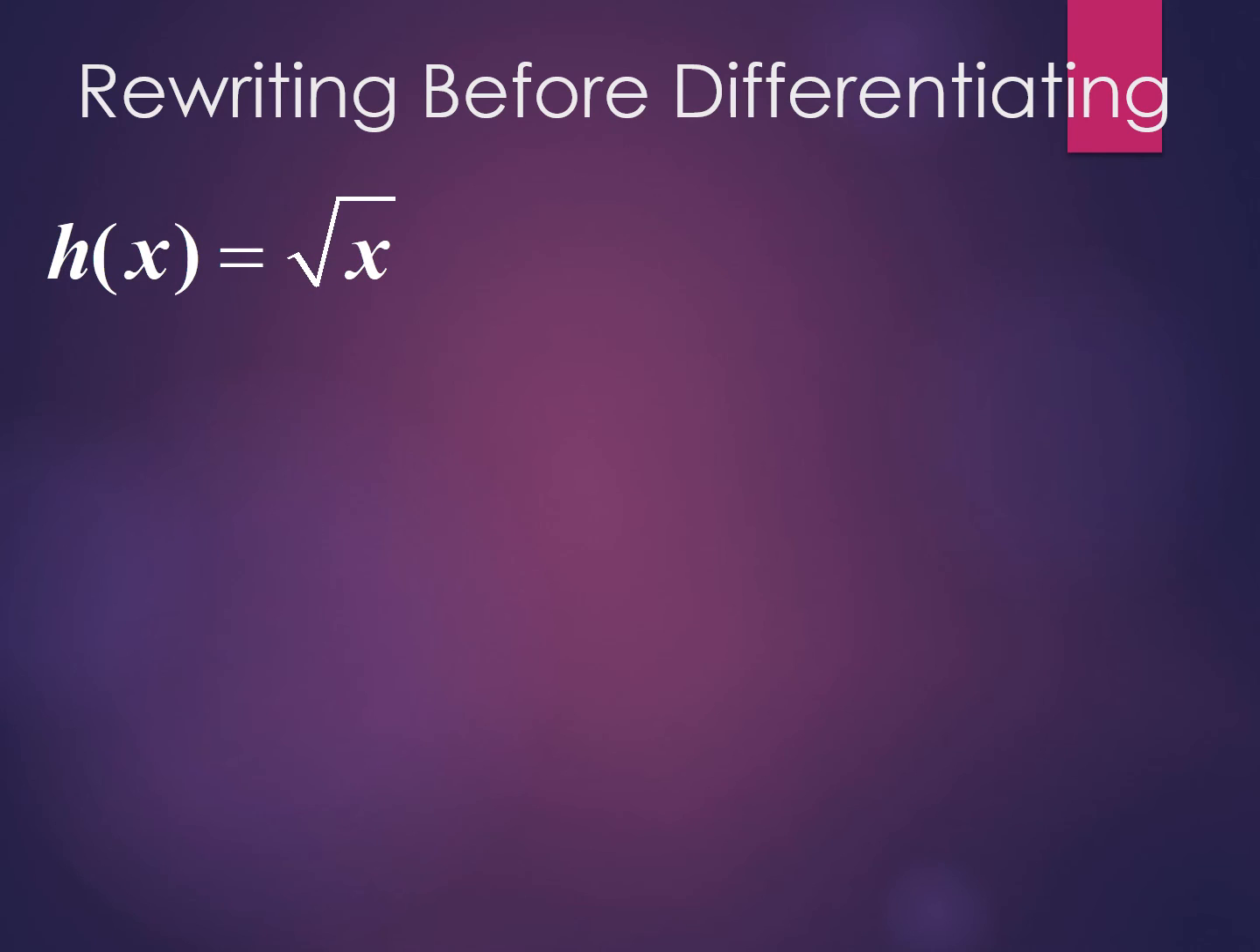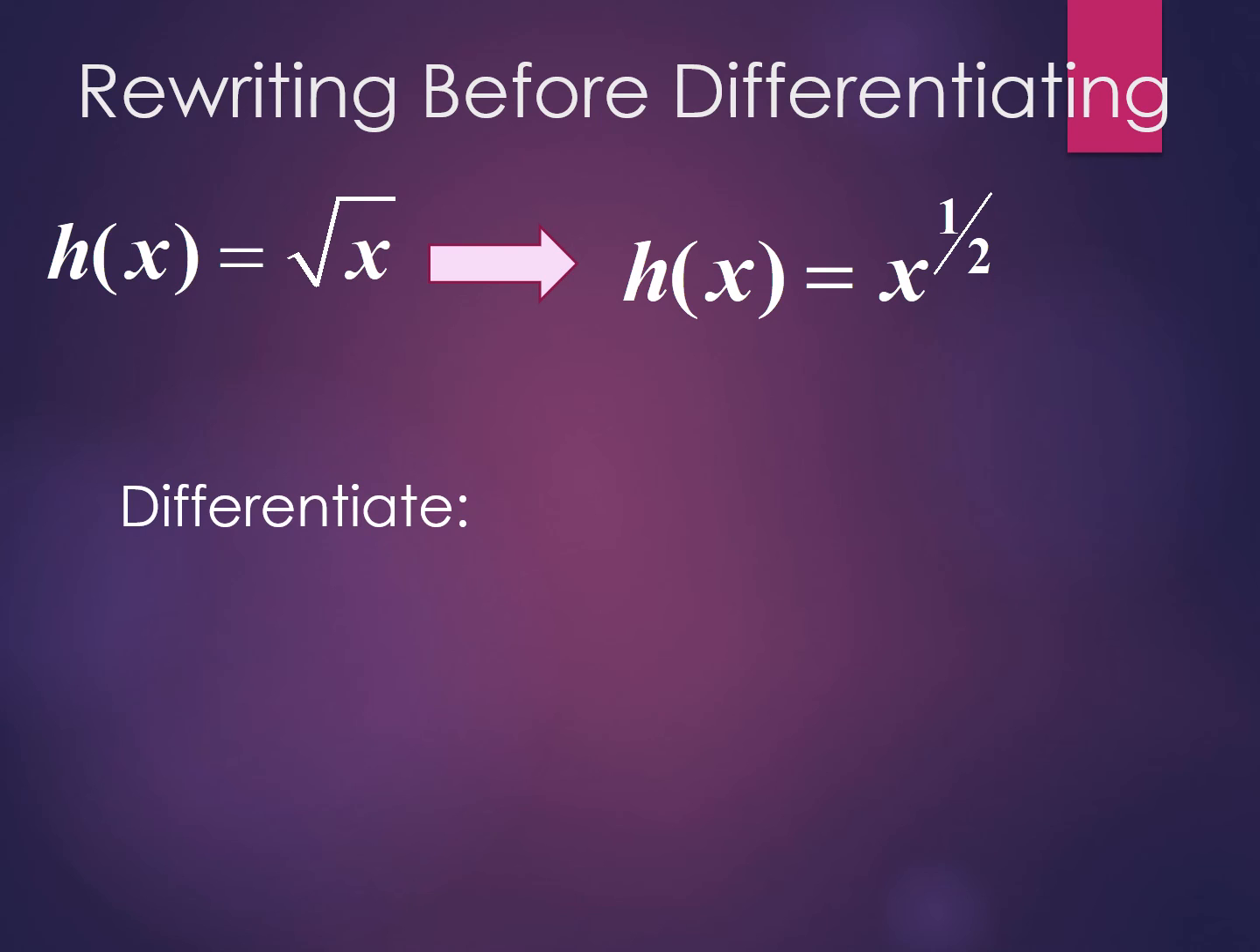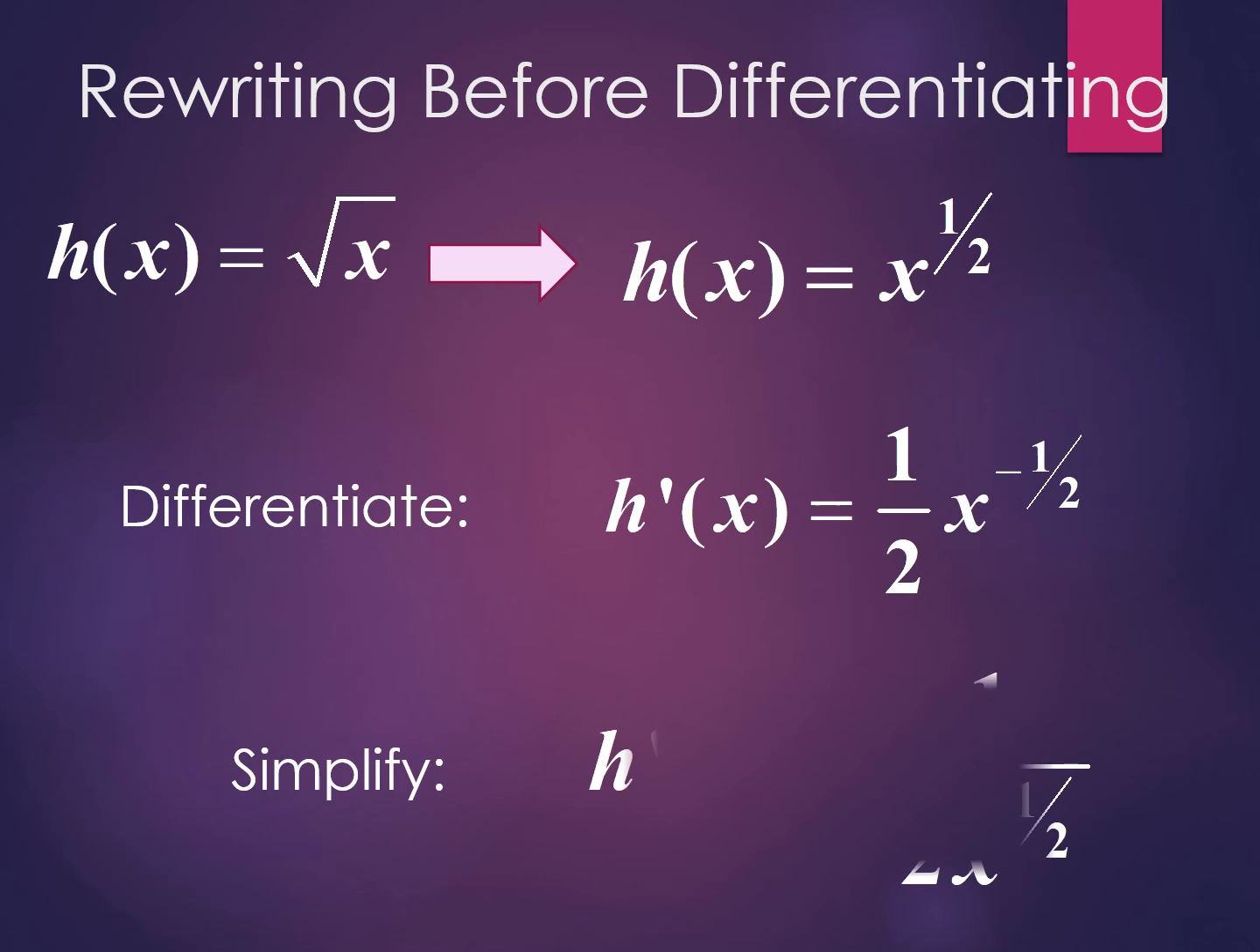Now let us have another one. h of x equals square root of x. In here, we can rewrite square root of x as x to the 1/2. And from here, we can differentiate. So h prime of x equals 1/2 x to the negative 1/2. And then simplifying further, making our exponent positive, our h prime of x equals 1 over 2 x to the 1/2.